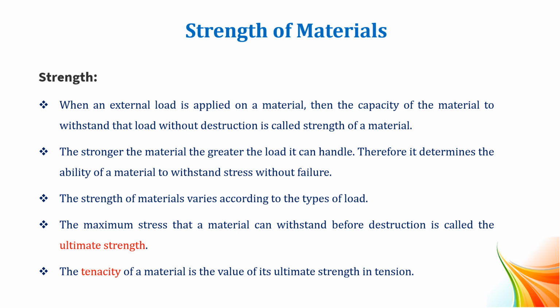When an external load is applied on the material, the capacity of the material to withstand the load without destruction is called strength of material. The stronger the material, the greater the load it can handle. Therefore, it determines the ability of a material to withstand stress without failure. The strength of materials varies according to the type of loads. The maximum stress that a material can withstand before destruction is called the ultimate strength. The tenacity of a material is the value of its ultimate strength in tension.